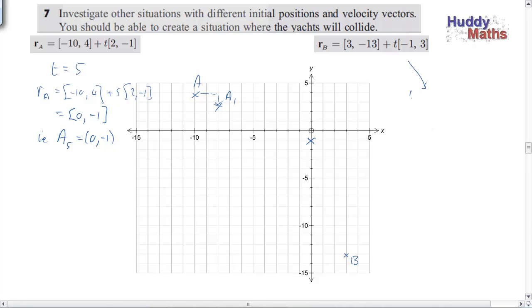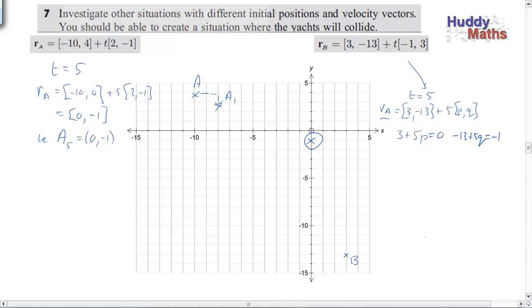At t is 5, what we want is the vector RA will be (3, neg 13) plus 5 times something or other. We're going to give it a velocity vector so it ends up at the same point at the same time. Call it (P, Q). So 3 plus 5P must equal 0. And neg 13 plus 5Q must equal neg 1, because it's the point (0, neg 1).